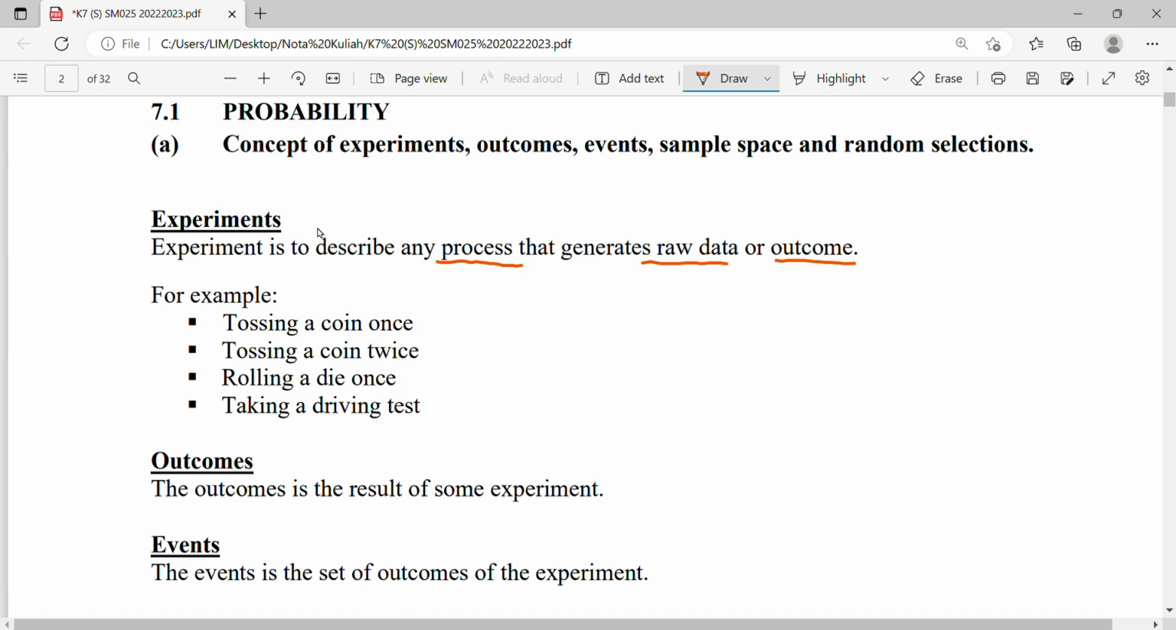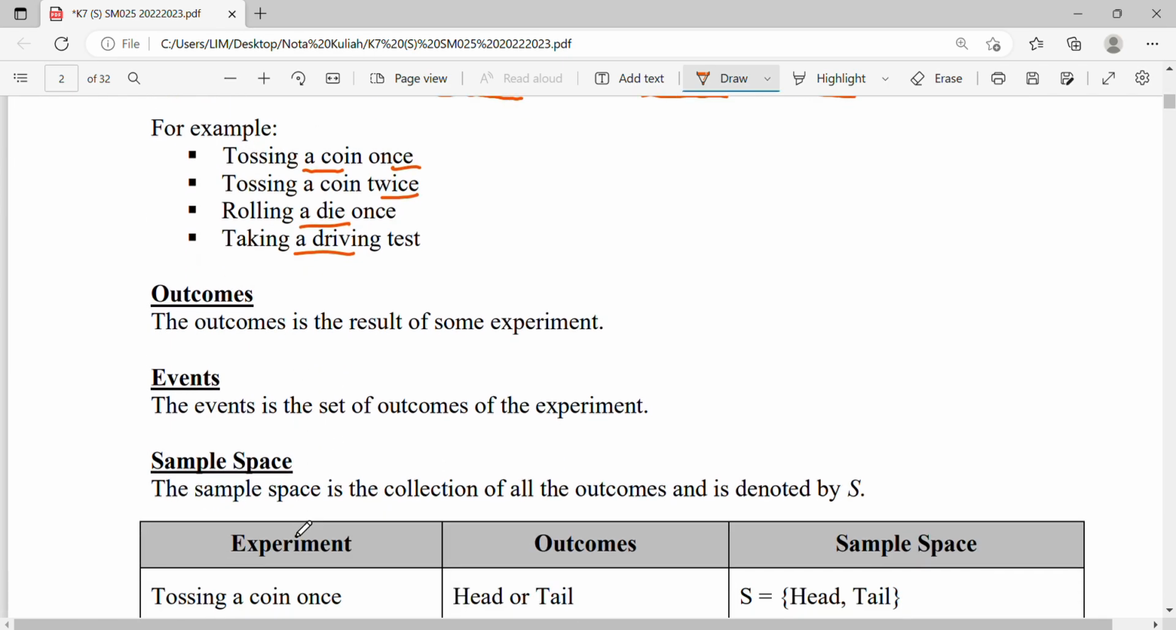For example, experiments can be activities like tossing a coin twice, rolling a dice, or taking a driving lesson. From here you can analyze what your probability to pass is, and what your probability to fail is. Then an outcome is the result of your experiment. An event is a set of outcomes of your experiment. So from all the outcomes, you take out a set, and that is an event.